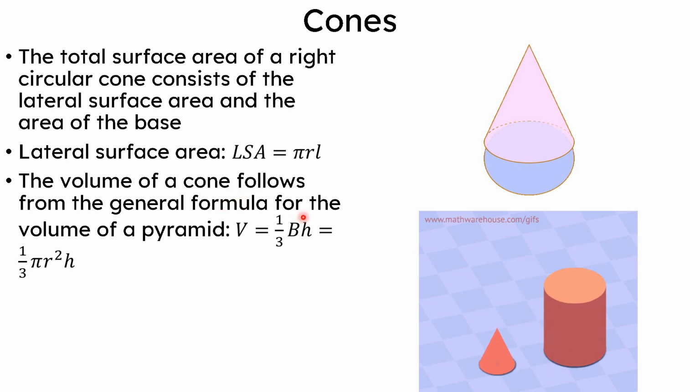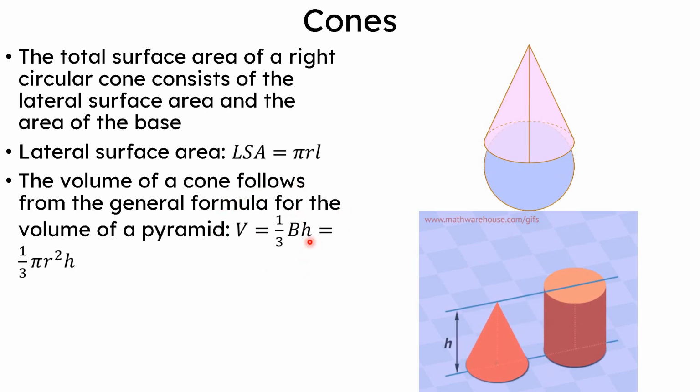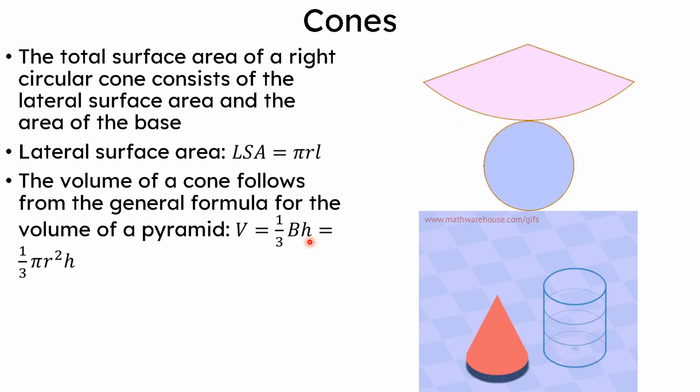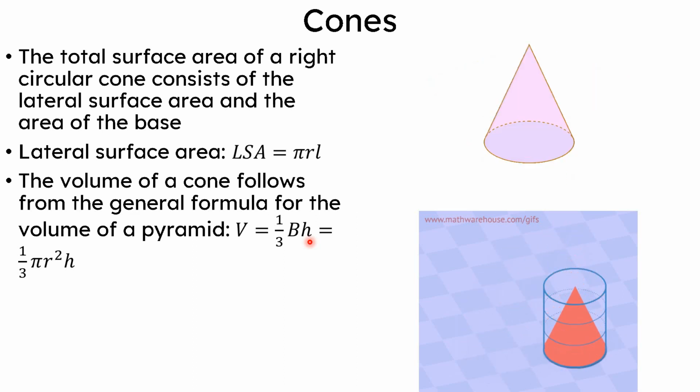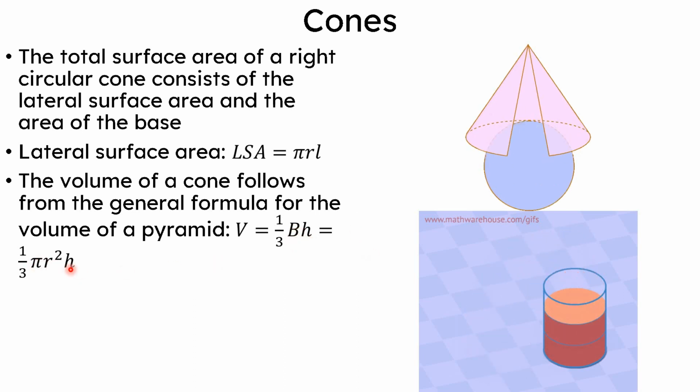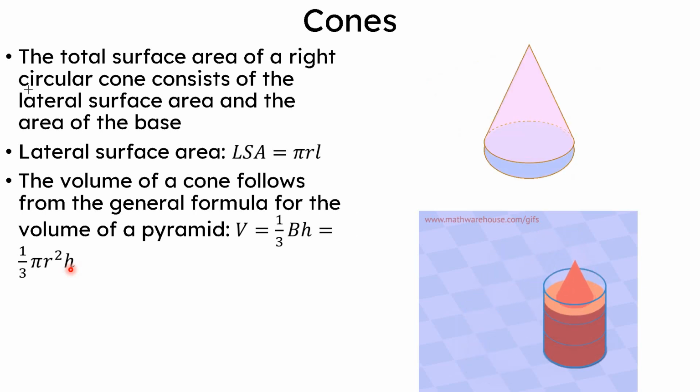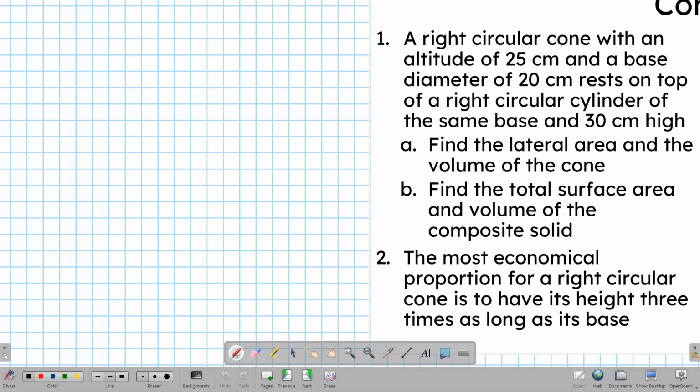While the volume of a cone follows the idea that the volume of a pyramid is 1/3 the volume of a prism, in this case the volume of a cone is 1/3 of a cylinder. And the volume of a cylinder is pi r squared h. So we get 1/3 of that, 1/3 pi r squared h, to get the volume of the cone. Now, let's solve some problems regarding cones.